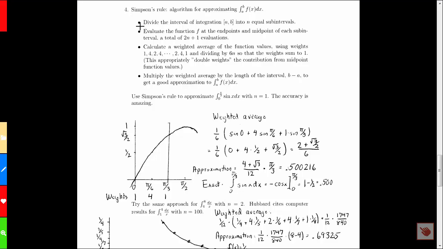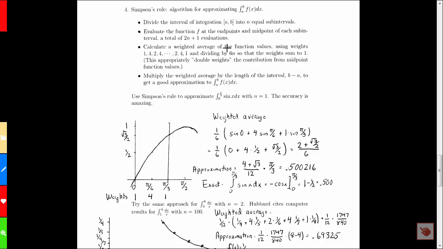Evaluate the function at the endpoints of each of those intervals and also in the midpoint. So you're going to end up doing 2n plus 1 evaluations in all. And then calculate a weighted average of the function values, because after the first interval, every point that's an endpoint is both the right endpoint of one interval and the left endpoint of the next interval. It will give you a weight of 2. So the weight rule is 1, 4, 2, 4, 2, 4, ending up 2, 4, 1. And you end up dividing by the sum of all these weights, which is 6 times n.